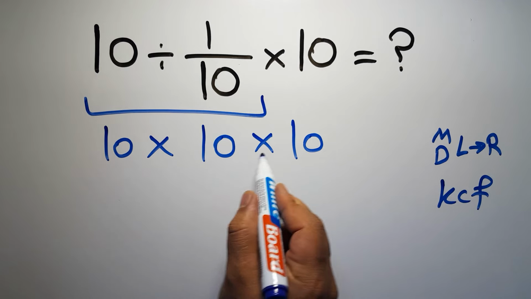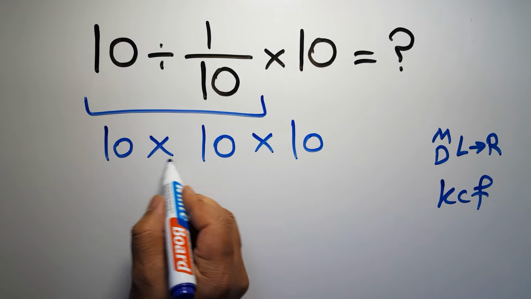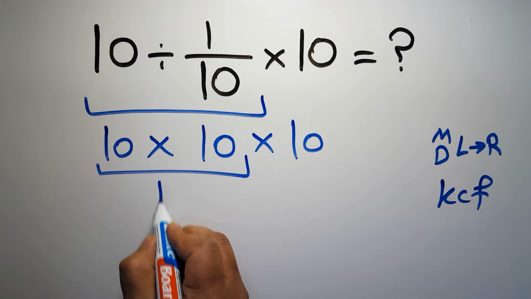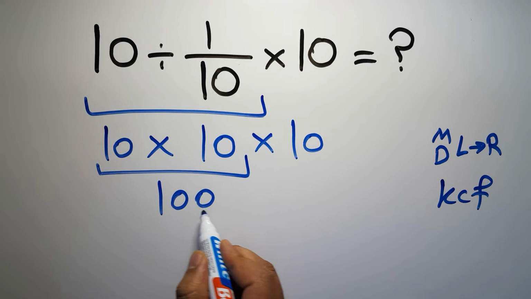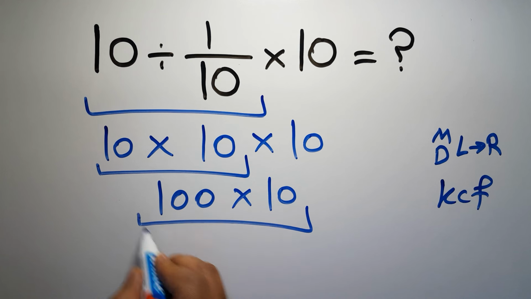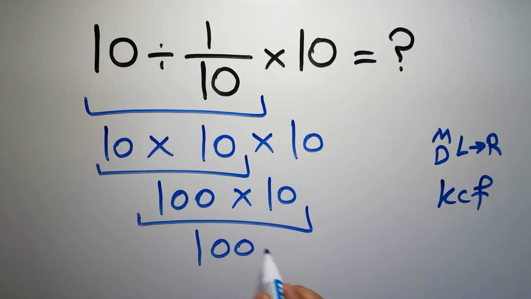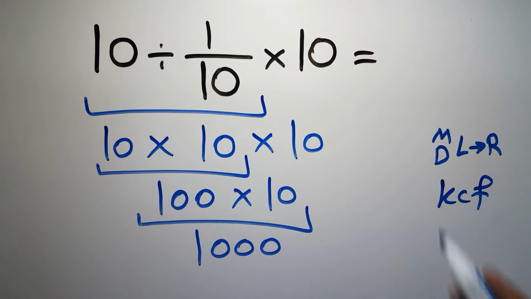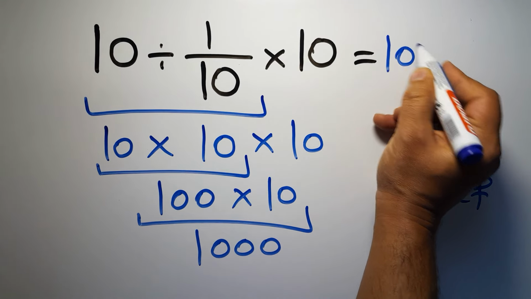10 times 10 times 10. First we do this multiplication. 10 times 10 equals 100. So 100 times 10, which equals 1000. And this is our final answer to this problem. The correct answer is 1000.